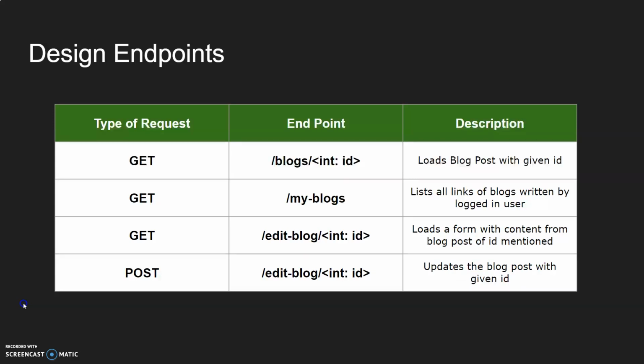And the next is a GET request, and this endpoint is blog slash an integer key. Here we are specifying it as an ID. Remember, when we created the database, we actually used blog_id. This is similar to that. So when we use this ID, we're going to bring out the blog post that matches the given ID. The next is a GET request, which is my-blogs. This will list all the blogs written by the logged in user. So whatever he has written until then, all of them will be loaded.